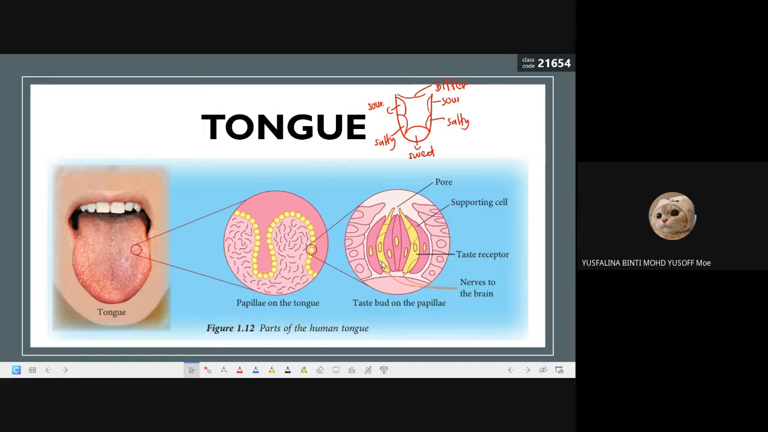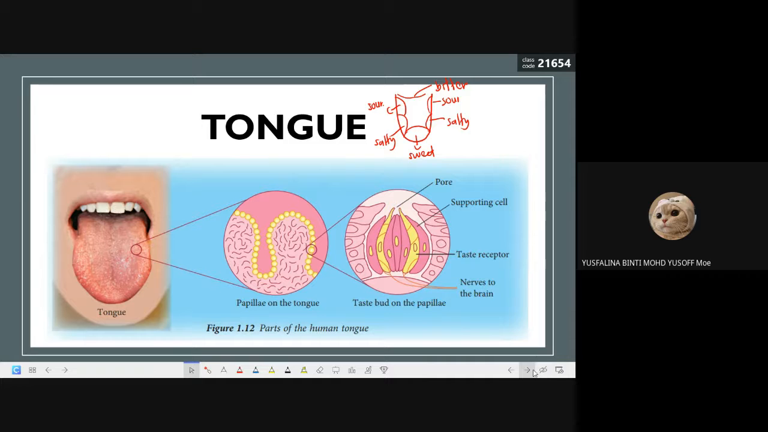Then you can see the taste receptor here is connected to the brain. So the signal goes to the brain, and the brain will interpret what taste we sense. That is roughly how the tongue works.